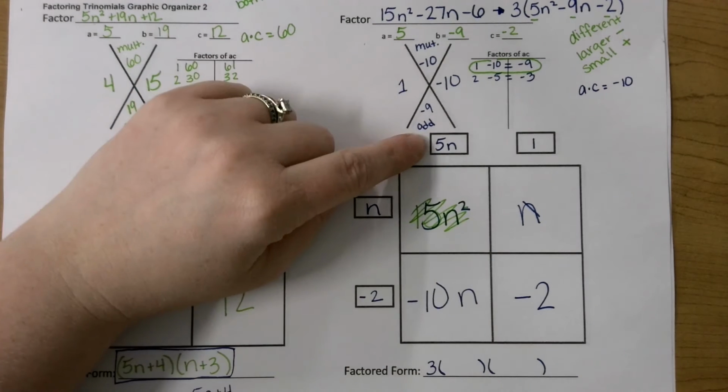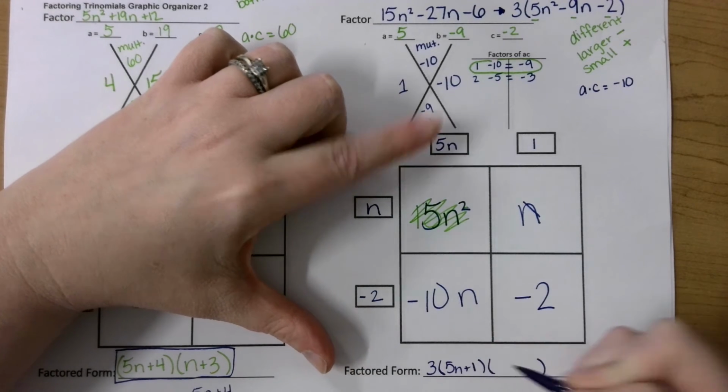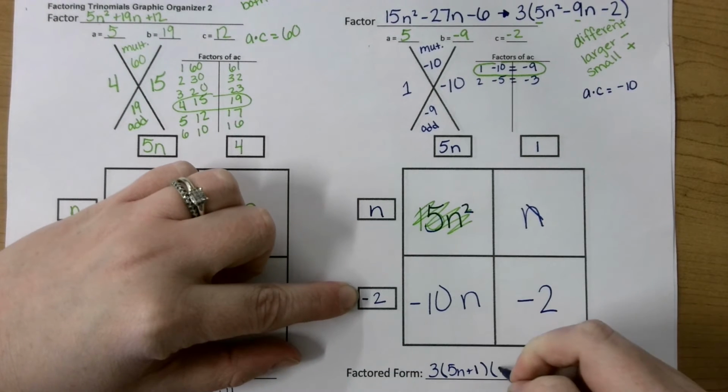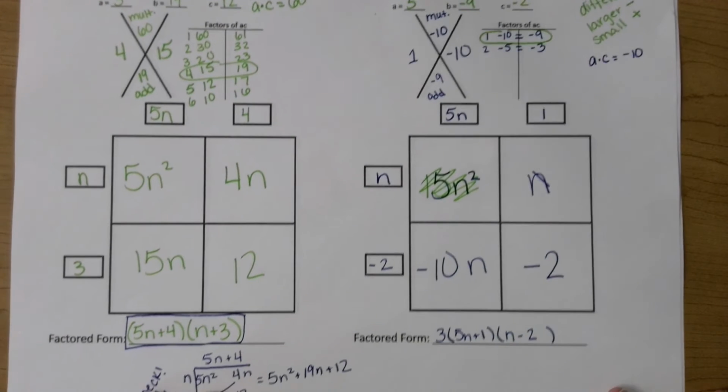All right, so I have my factors. I have a 5n plus 1. And here I have an n minus 2. And that is my answer in factored form.